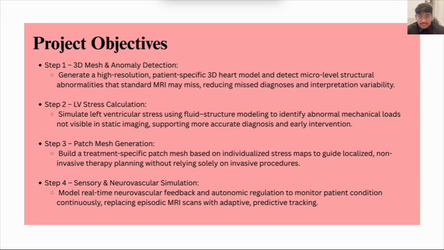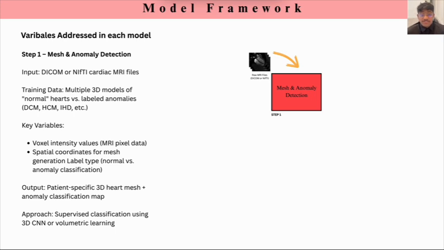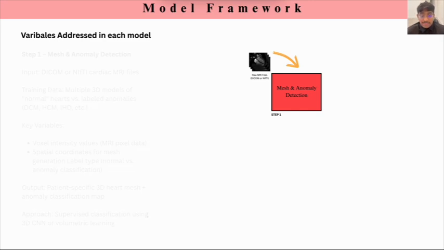Here the project objectives are highlighted, and each objective will be explained and explored as we progress through the presentation. Starting with the model framework, step 1, anomaly detection. We begin with raw MRI scans and process them using a 3D convolutional network. This creates a detailed heart mesh while simultaneously flagging suspicious regions like hypertrophy or ischemic scars. The output is a geometric model of the patient's heart marked with abnormalities that serve as clinical red flags.